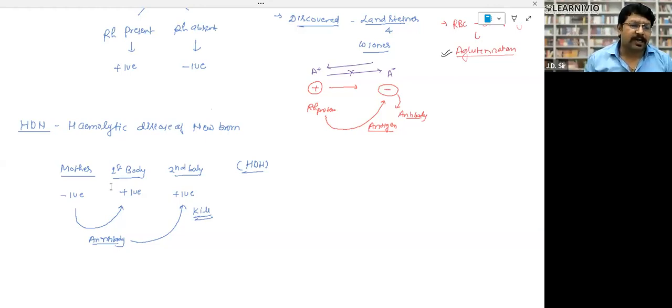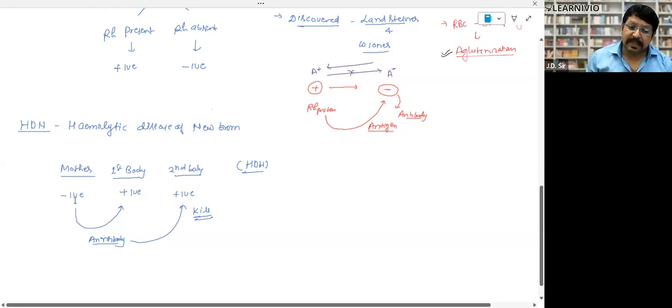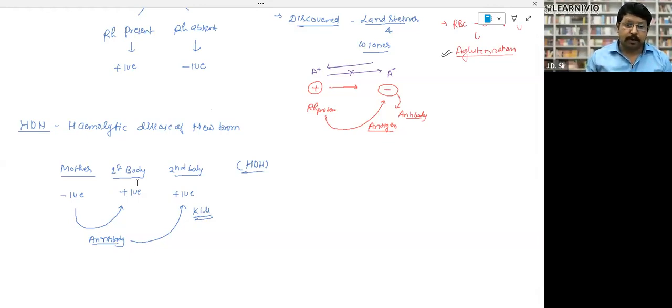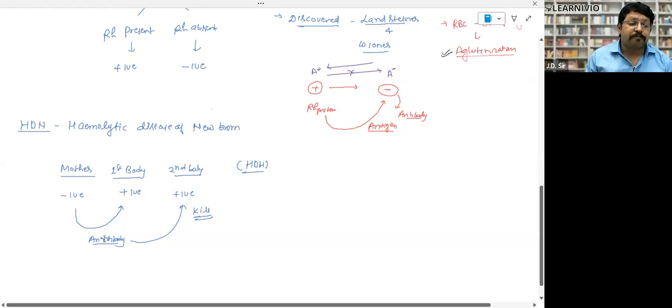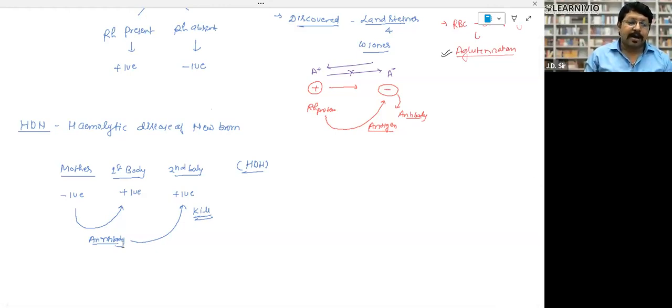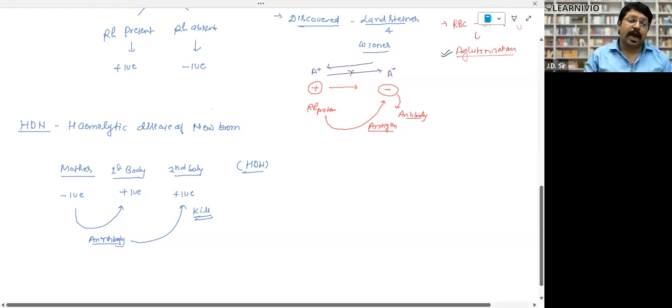When transfusion of blood takes place, what will happen? The mother has negative blood group, but the baby has the positive blood group. Because of this blood, the body of the mother will sense the baby as antigen because of positive and negative blood group. So the body of the mother will start making antibody against the first baby. But the first baby will be born alive and will remain alive. But against this positive blood group, antibody has already been prepared in the body of the mother.